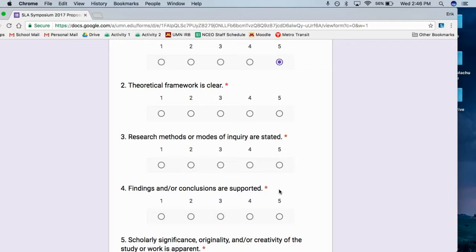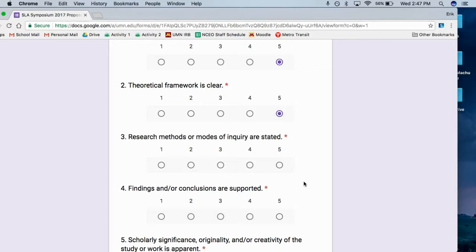This author clearly has, and she has situated her research within the study of immersion, second language acquisition, reception, and output work. So I'm going to give this person a 5. Okay, second question.